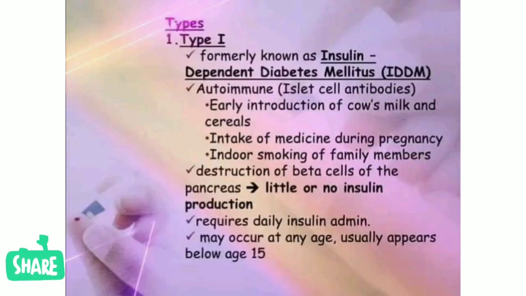Type 1 is known as insulin-dependent diabetes mellitus. It is an autoimmune condition, and causes include early introduction of cow's milk and cereals, intake of medicine during pregnancy, and indoor smoking of family members. Destruction of beta cells of the pancreas causes little or no insulin production, and this initiates the IDDM. It requires daily insulin administration and it may occur at any age. It usually appears below the age of 15 years. And that's all about type 1 diabetes.